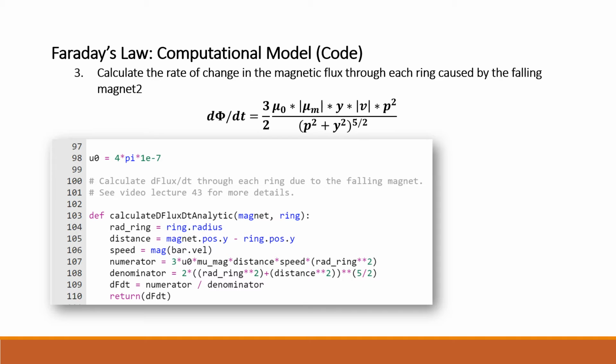So, as the magnet falls, we know that the flux is changing in time. Therefore, we needed to calculate the rate of change in the magnetic flux through each ring.